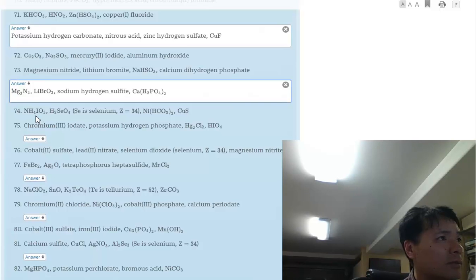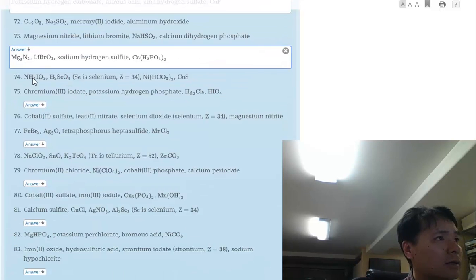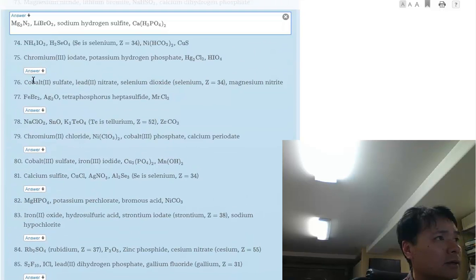Alright, moving along here, ammonium is this ion here. Now IO3, well, we've got to figure out what iodate is. Iodate's in the 3 oxygen block, and so it's got a minus charge, so that would be IO3 minus.